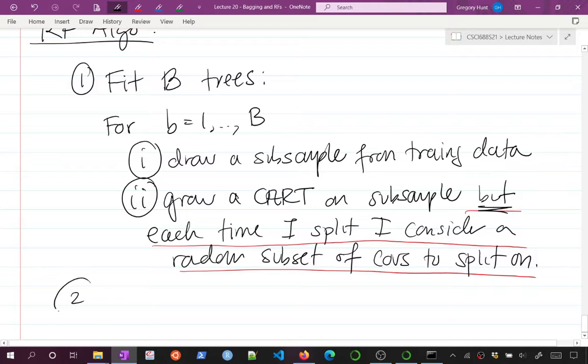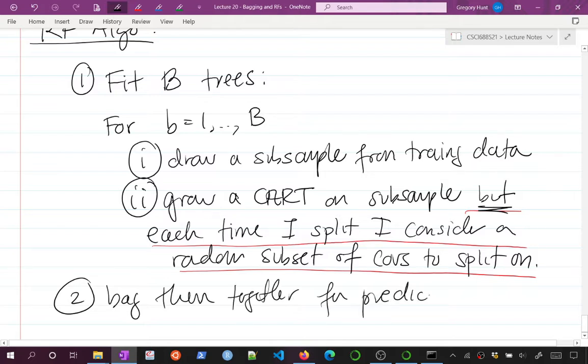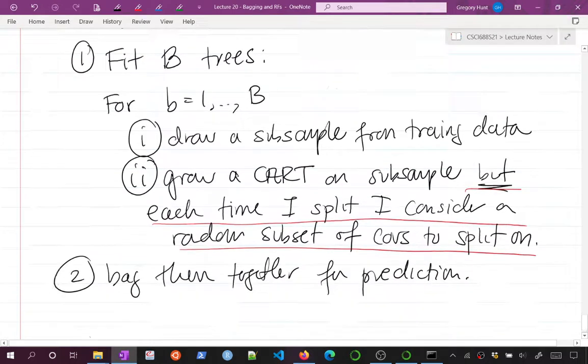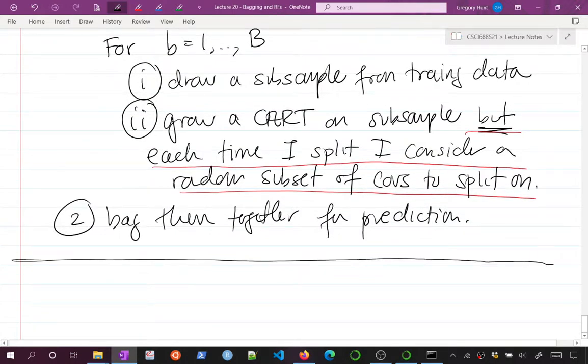And so we're going to fit the trees. Each tree is going to fit on a random subsample, and we're going to fit them with this little randomization step added. And then basically we're going to bag them together for prediction. So for a regression problem, we're going to average the answer, and for a classification problem, we'll take the majority vote. That's the whole, once you talk about bagging, that's the whole random forest algorithm.